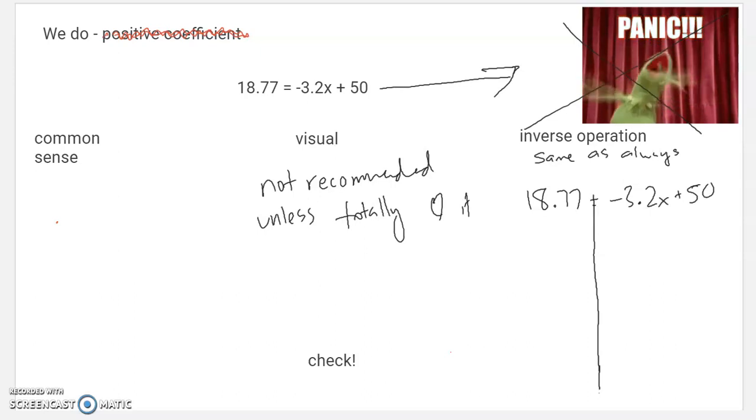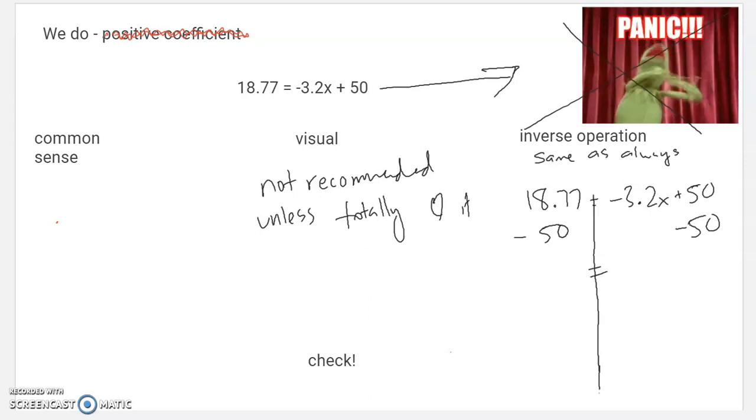So when we look at this, same steps as always, right? 50 is being added to x. 3 2/10 is being multiplied by x. We undo the add and subtract first. Take 50 away from both sides. What's 18 77/100 minus 50?